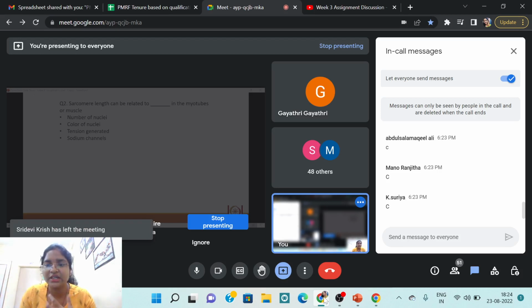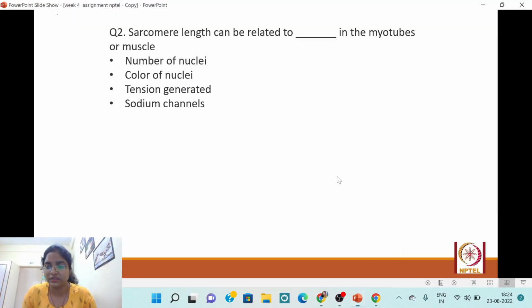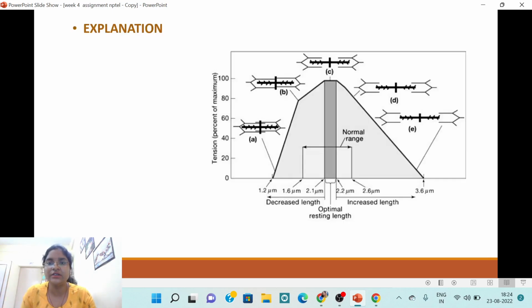For the second question, most of the people have given the answer C. Okay, let's see if C is the correct answer. Yes, C is the correct answer. Sarcomere length can be related to tension generated in the myotubes or muscle. It is not the number of nuclei, the color of nuclei, or sodium channels. It is the tension generated in the myotubes. So, let's see how sarcomere length is related to tension generated.